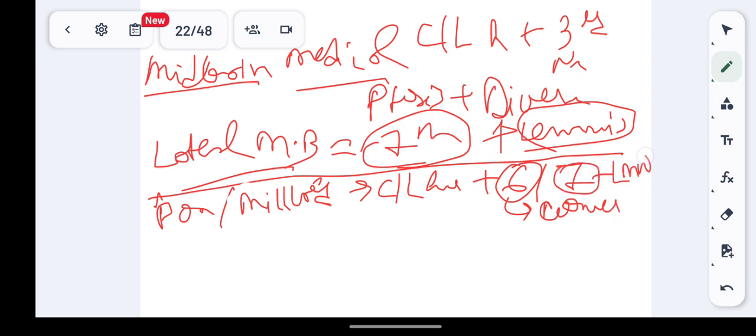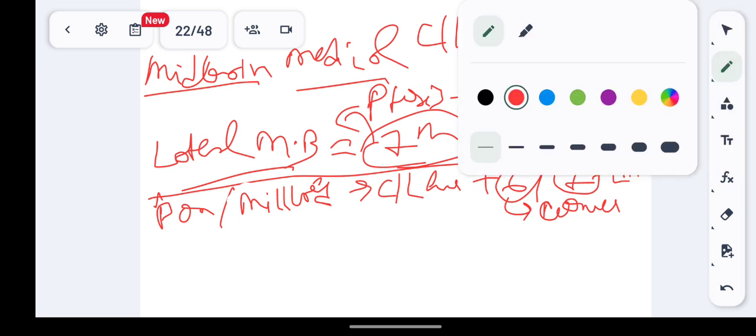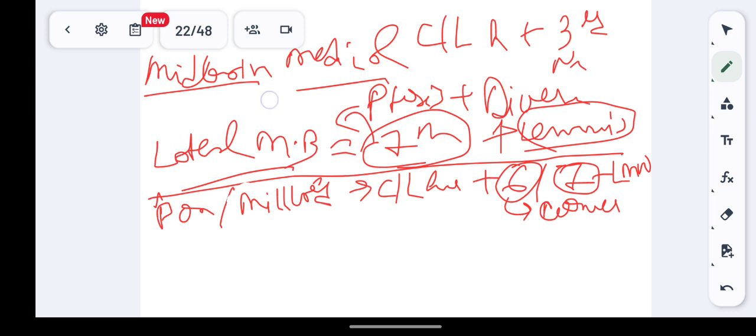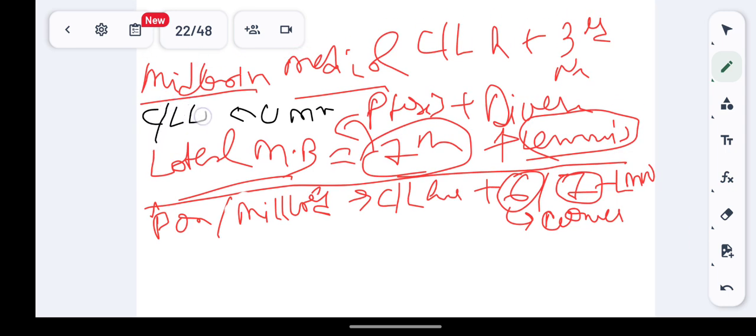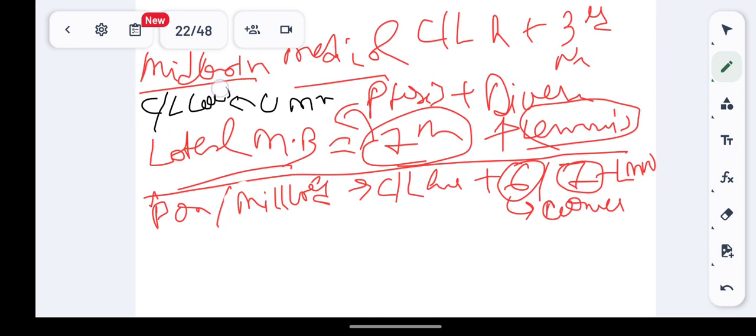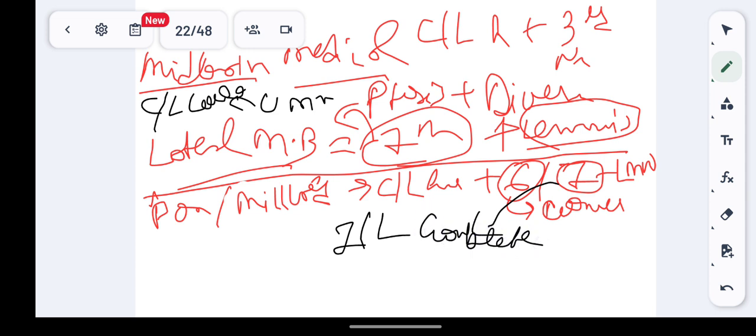Here what was the seventh nerve? Wait, I will write with a different color so we will remember this. Upper motor neuron, that is contralateral lower face. Here, ipsilateral complete face, complete side of the face. Okay, this is also done.